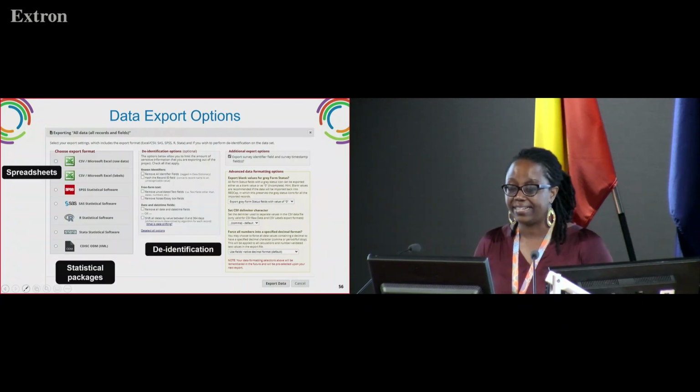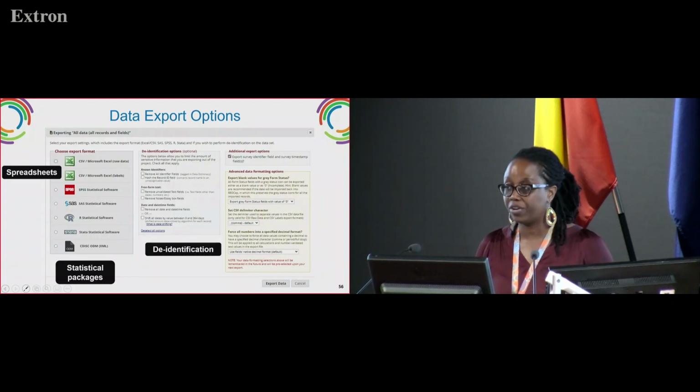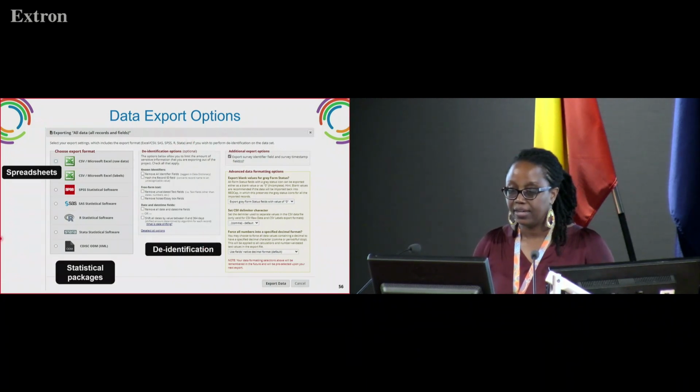Again, you can de-identify information. I may be exporting it to a spreadsheet for myself, so I can have the full range of data as the PI. But when I'm giving it to my biostatistician, I can de-identify the data just using the options that are available here. And it's as simple as just clicking on the export data button.